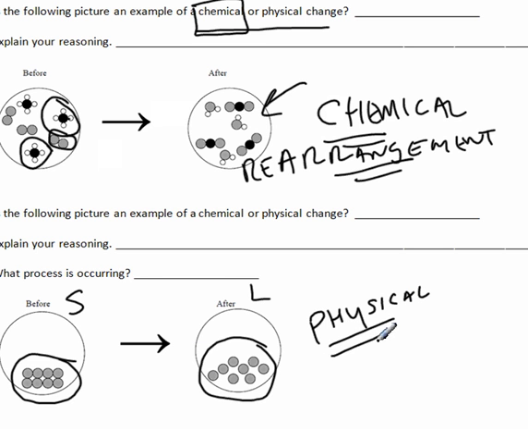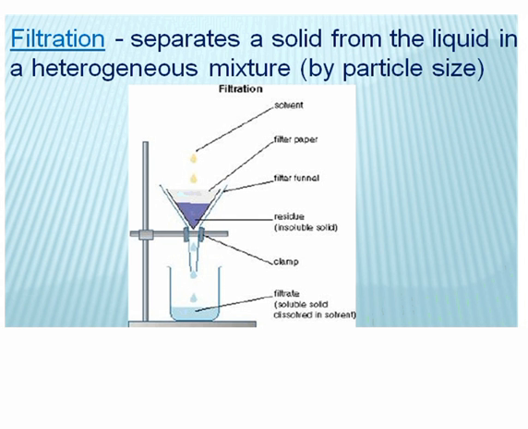Other key things you need to remember is filtration. We talked about this. Anytime you want to take a solid from a liquid using a heterogeneous mixture, it's done by particle size. Use filter paper. Put whatever's in there, the solvent with the solute, and the residue collects. It's kind of how you make coffee. It's the same idea. In chemistry, we use filtration.